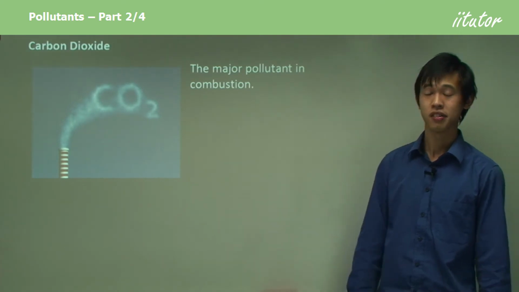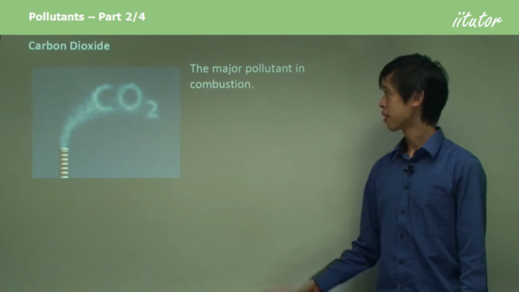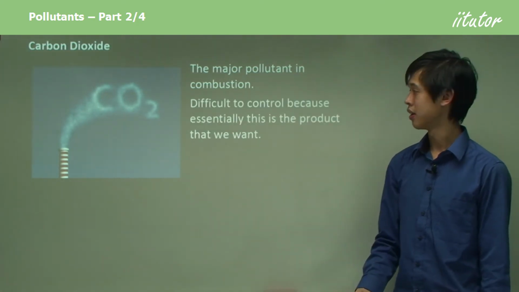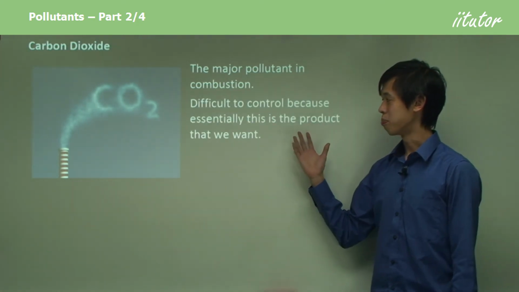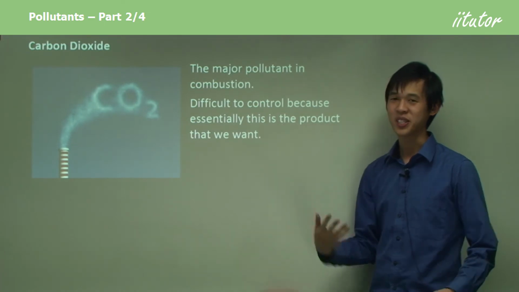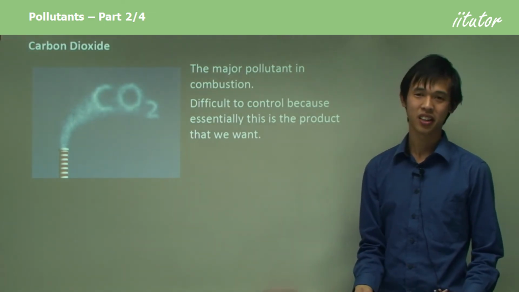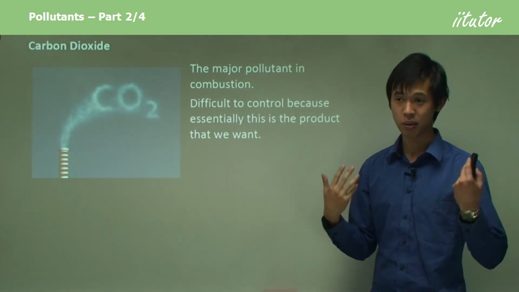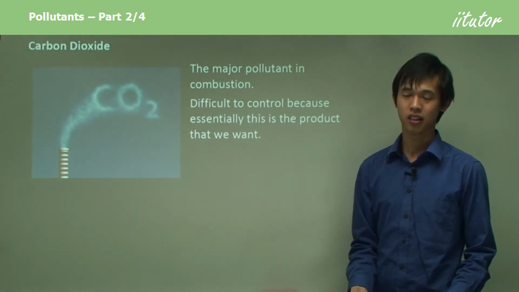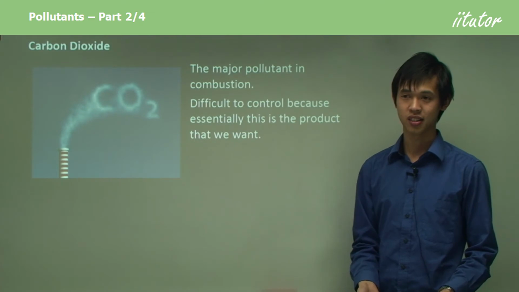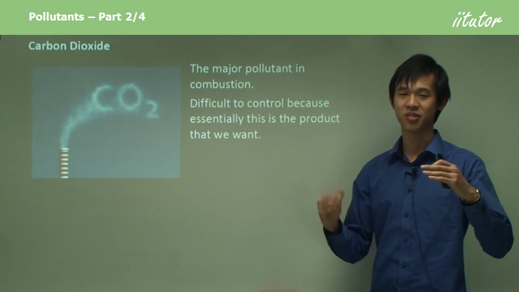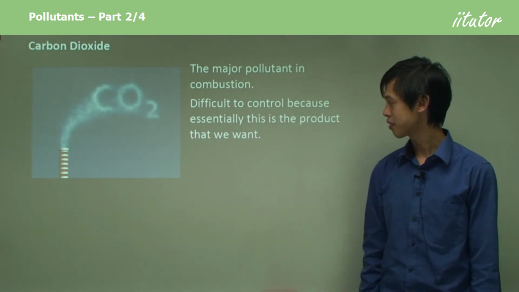And carbon dioxide. This is the hardest one because carbon dioxide is the major pollutant in combustion. Now we can't control it because this is the product that we actually want. When you burn something, you want to get carbon dioxide out because that means you know that you've used up all the energy. But at the same time, carbon dioxide is a problem. So we're actually stuck in a situation where we can't really do much about it.